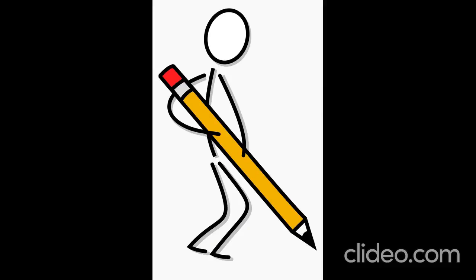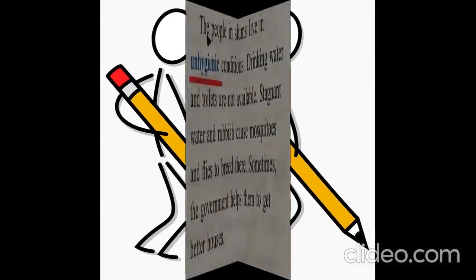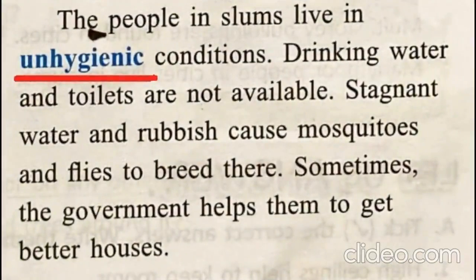Slaters, underline the word unhygienic. U-N-H-Y-G-I-E-N-I-C, unhygienic. It means not clean or not sanitary.